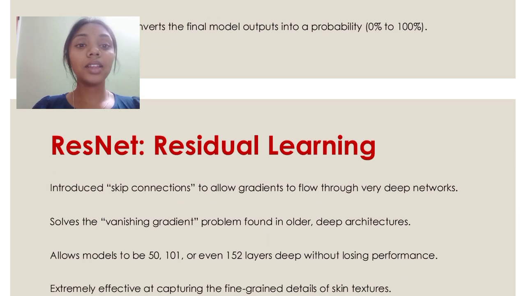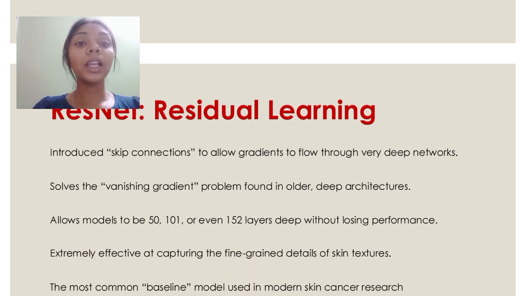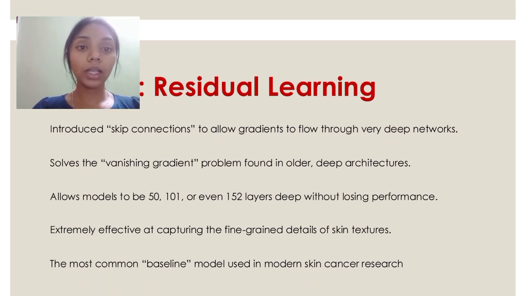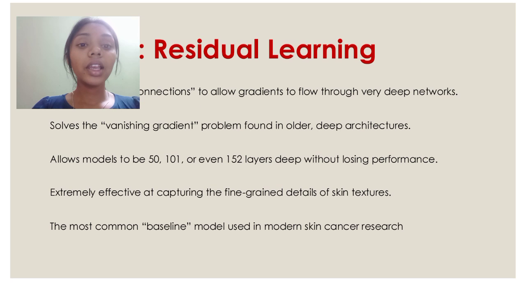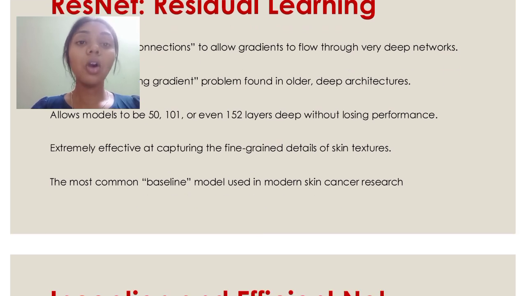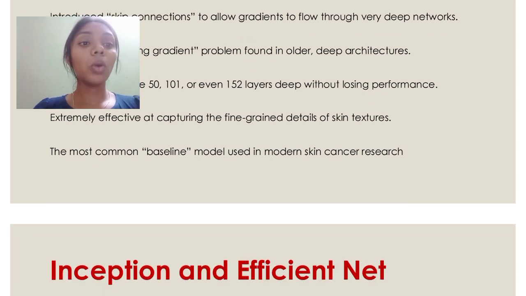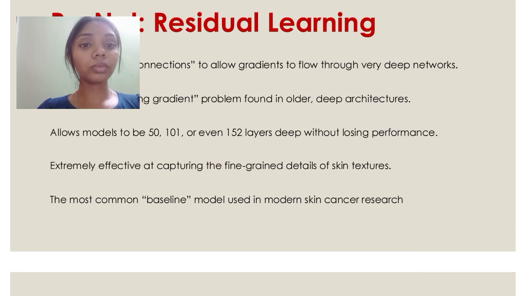The next is ResNet, residual learning. It introduces skip connections to allow gradient flow and solve the vanishing gradient problem found in older deep architectures. It allows the model to be 50, 101, or even 152 layers. It is extremely effective at capturing the fine-grained details of skin textures. The most common baseline model used in modern skin cancer research.